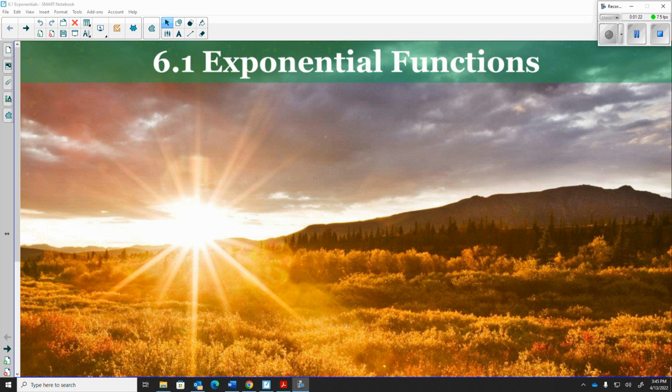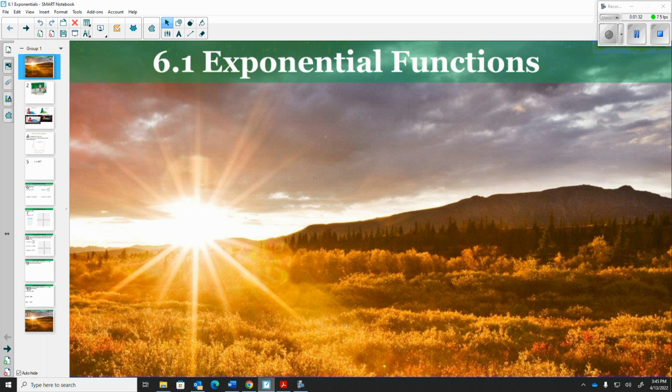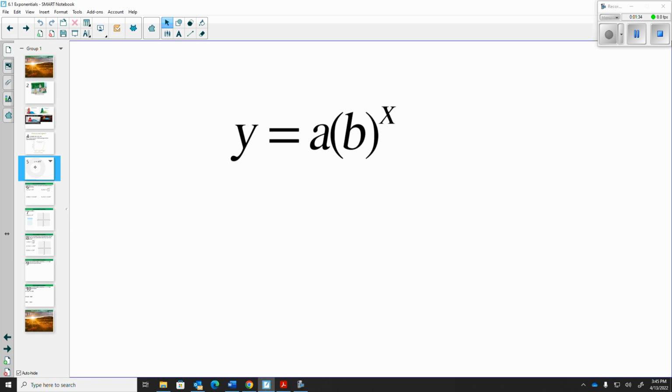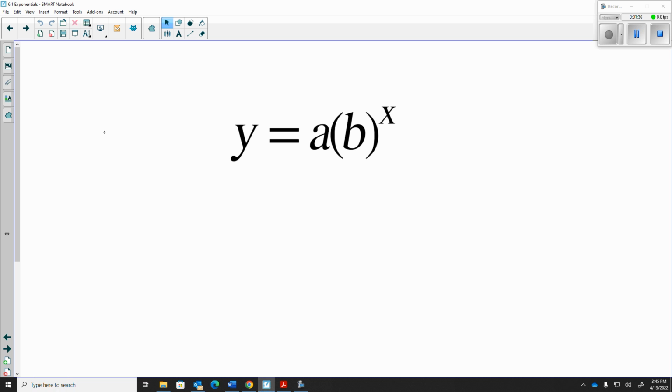So exponential functions is what we're talking about, a new unit that we're going to be rolling out here. So let's get into it. It's not going to be too crazy on the first day of this unit. This right here, y equals a times b to the x, is what we call the general exponential growth or decay equation.